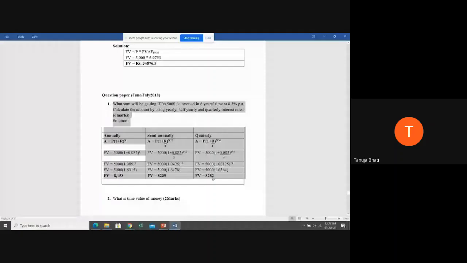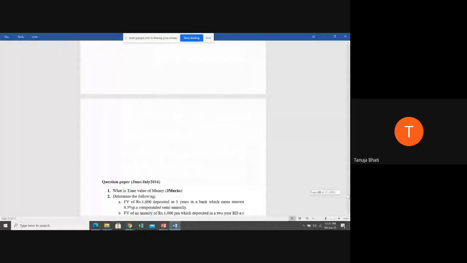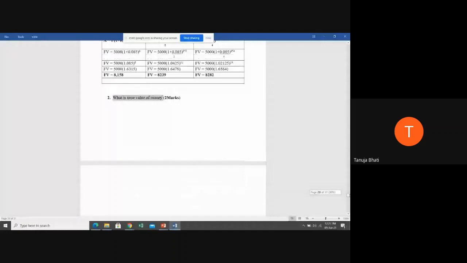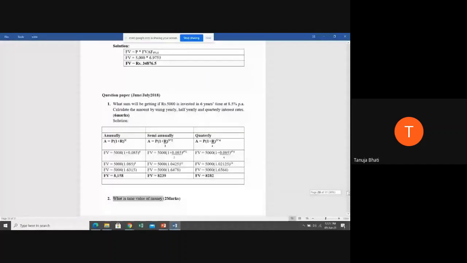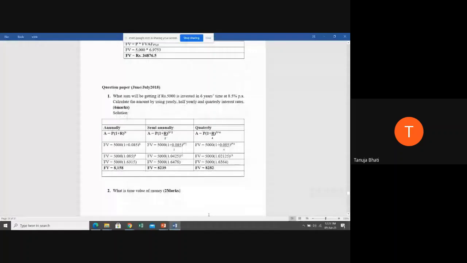Okay. Now, we have solved the 3 questions. The next question is, what is time value of money? This is a 2 marks theory question. So can anyone answer, what is time value of money, students? As the time passes, the amount remains the same, but the value differs.